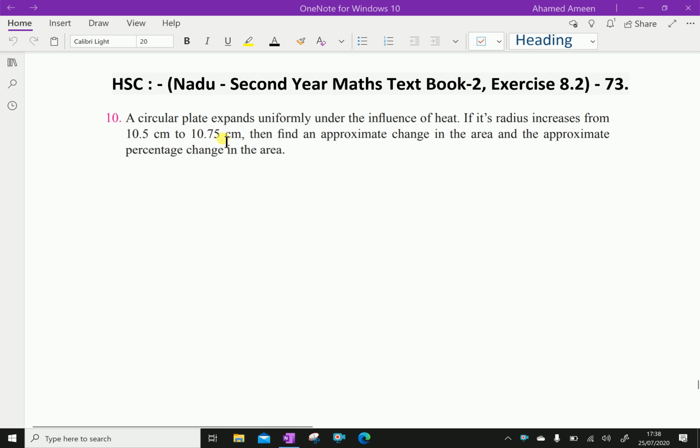A circular plate expands uniformly under the influence of heat. If its radius increases from 10.5 centimeter to 10.75 centimeter, then find an approximate change in the area and the approximate percentage change in the area.